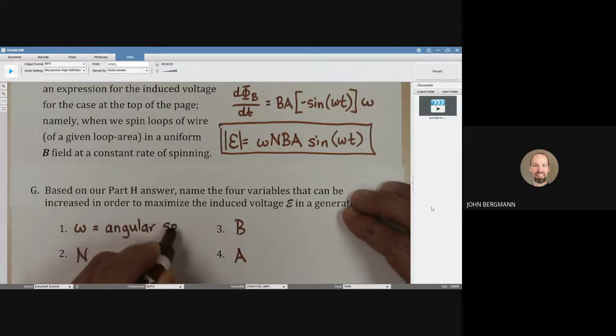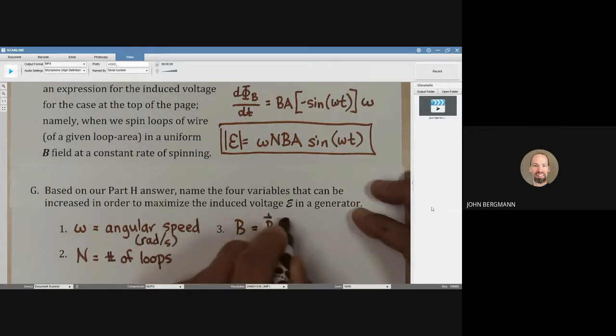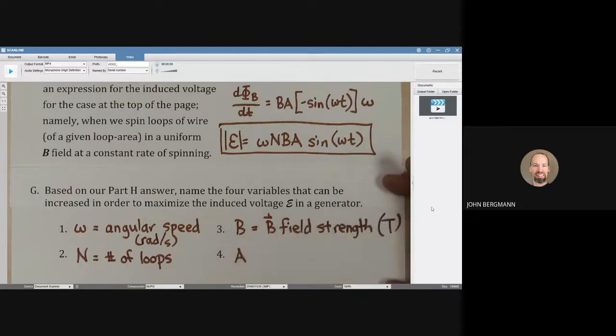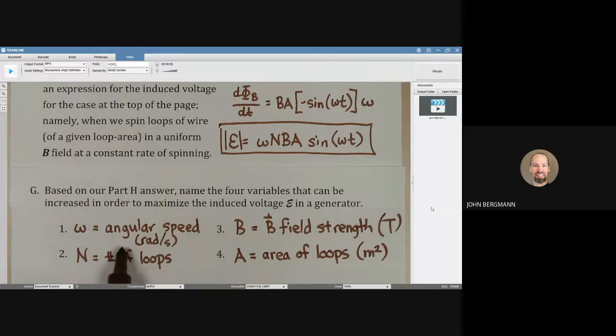Angular speed, in other words, how fast we spin the loop, and that's in radians per second, isn't it? The number of loops that we have. That's going to make a difference. That's the B field strength, which is in Teslas. And then the area of the loops, which is in square meters. You got a strong magnetic field, you got a big loop, you got lots of loops, you spin it real fast, you're going to get a big induced voltage.